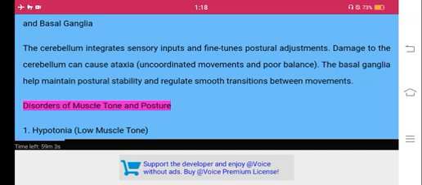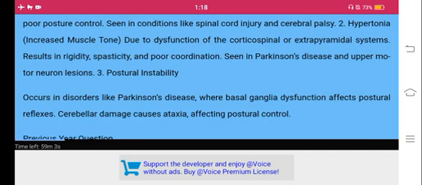Disorders of muscle tone and posture. 1. Hypotonia, low muscle tone. Caused by damage to motor neurons, cerebellum, or spinal cord. Leads to flaccid paralysis and poor posture control. Seen in conditions like spinal cord injury and cerebral palsy.